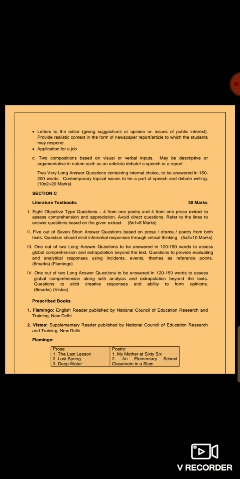Section C literature will also carry 30 marks. So section A reading will carry 20 marks, section B writing will carry 30 marks, section C literature will carry 30 marks. In this it becomes 80 marks, and 20 marks will be of ASL. And the prescribed books, there are 2 books for you, Flamingo and Vistas.